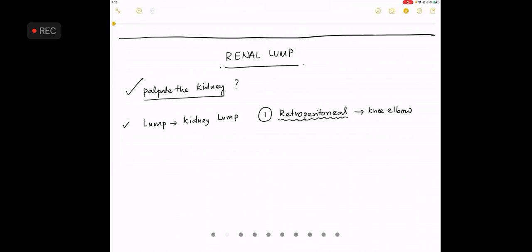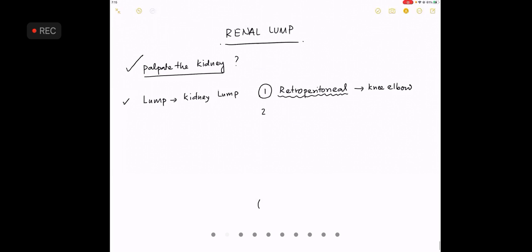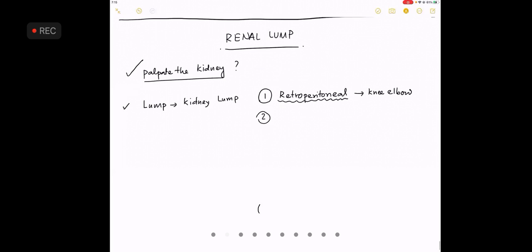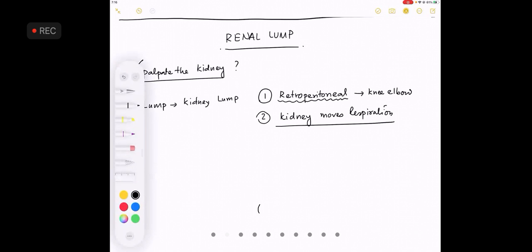The second test is that the kidney moves on respiration. Now, what do you mean by this? It means that when you palpate the kidney, it is known to move upwards and downwards on respiration. So 1 and 2 done.